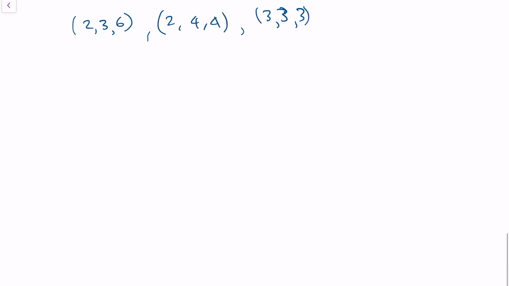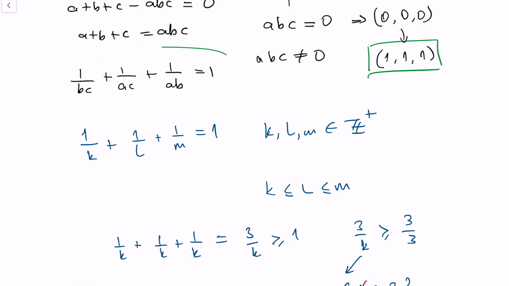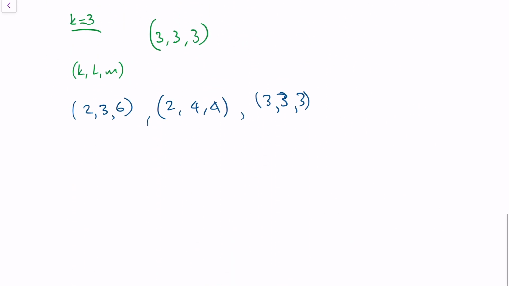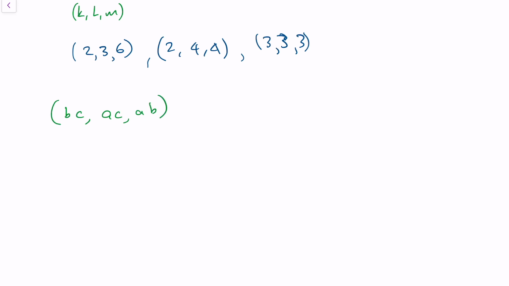Okay, so now the question is, which one of these solutions are valid? So let's think about it. Remember, these are the solutions to K, L, M, and we defined K to be BC. So let's write it down: we have BC, and I think L was AC, and then AB. Okay, so we know that K, L, M are positive integers. Similarly, A, B, C are positive integers. That means BC, AC, AB are also positive integers.